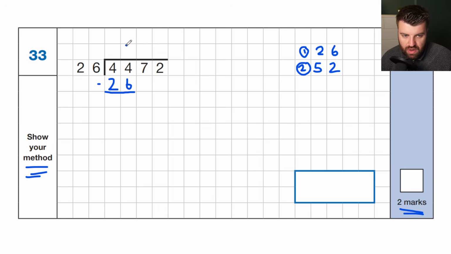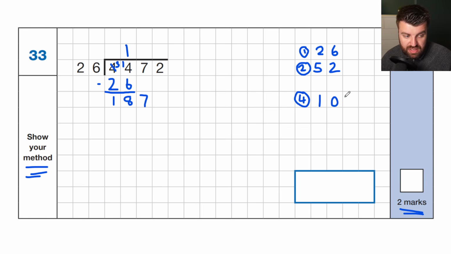So we're going to put our 1 lot at the top, and we're going to do 44 take away 26. And we end up here, 14 take away 6 is 8. 3 take away 2 is 1. And we bring down the 7. So we need to get close to 187 now. So I'm going to skip past 3. I'm going to go to 4, because 4 is double 2.